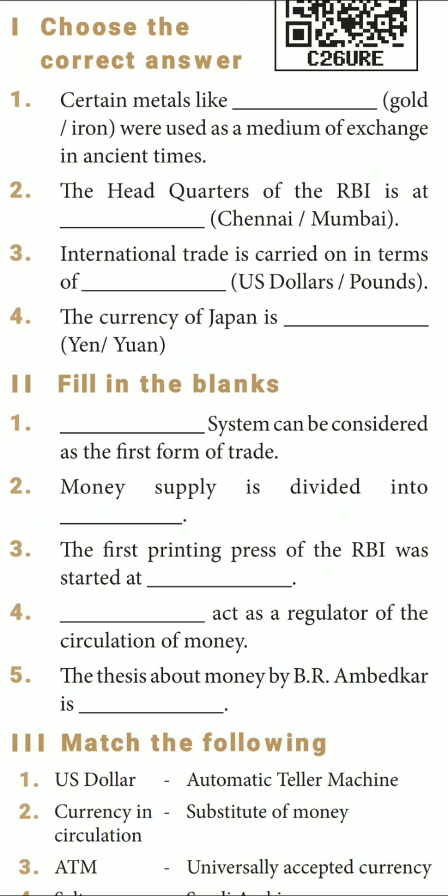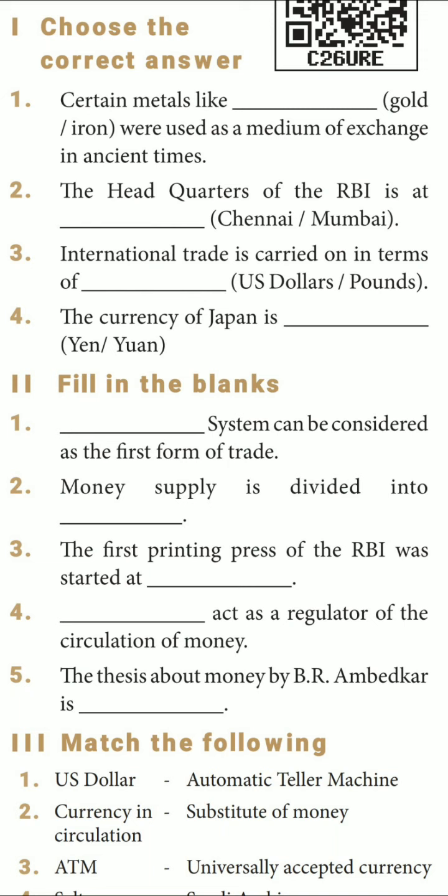First one, choose the correct answer. Certain metals like dash were used as a medium of exchange in ancient time, that is gold. Okay, gold is the correct answer. Second one, the headquarters of RBI is at Mumbai. Third one, international trade is carried on its term as US dollar. Fourth one, the currency of Japan is yen, Y-E-N.